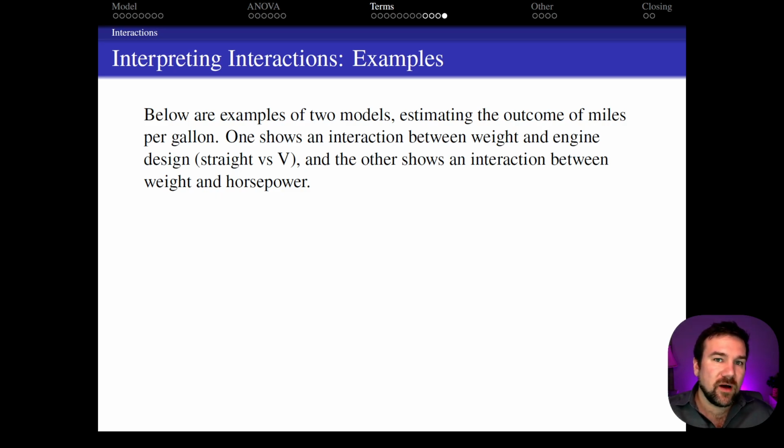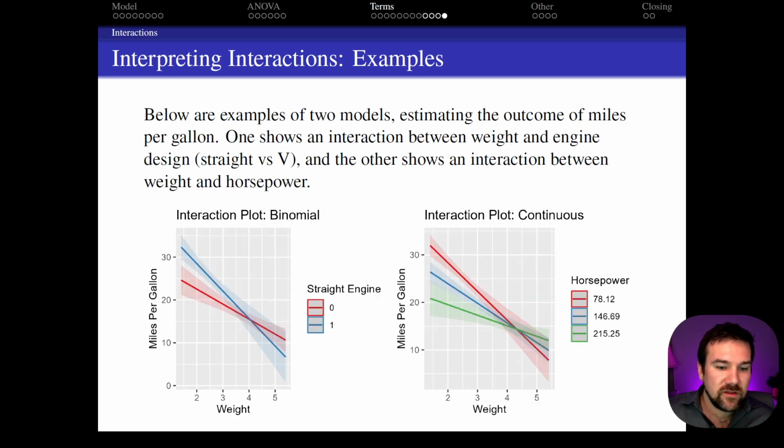So I'm going to put up 2 models, both of which are estimating miles per gallon. One shows the interaction between a vehicle's weight and the engine design, which is a categorical variable. It's either a straight design or a V design. The other model, and we're going to look at the interaction plot here, shows an interaction between the vehicle's weight and its horsepower on the miles per gallon. So on the left here, I have my weight, my independent variable 1, my miles per gallon, my dependent variable, and I have different lines for the different categories in the categorical variable.